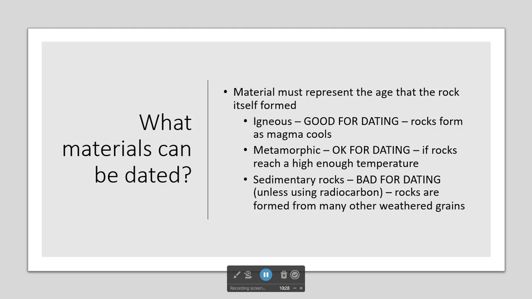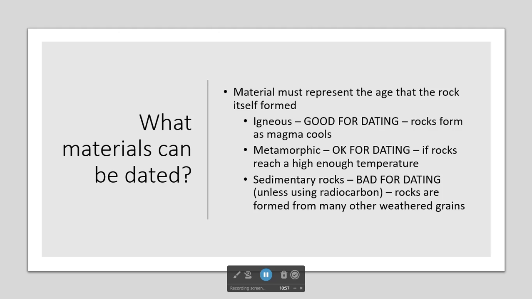Now it's also important to think about what materials can actually be dated, because we want a material that represents the actual age at which that rock itself formed. For instance, igneous rocks are very good for dating. Igneous rocks form as magma cools, and that means they've heated up to a temperature that locks these isotopes in place and then cooled. So when we date an igneous rock, we get an actual age of that rock.